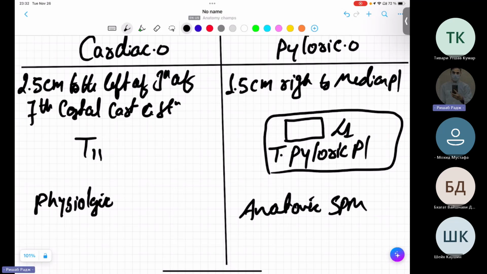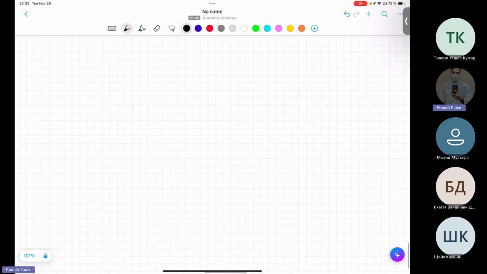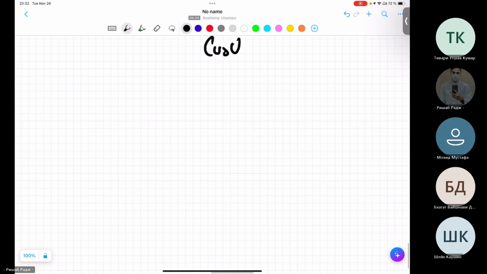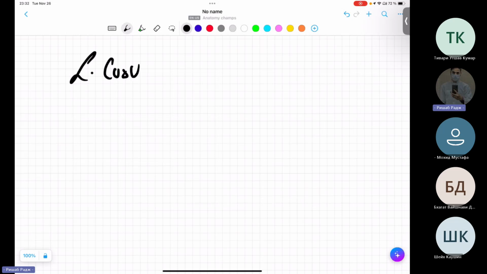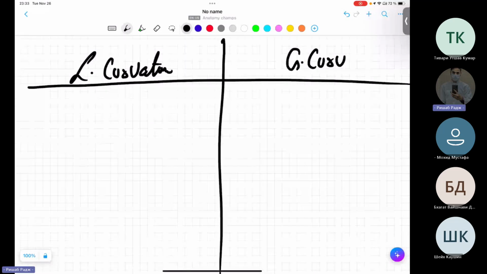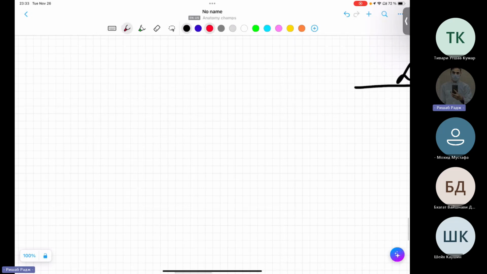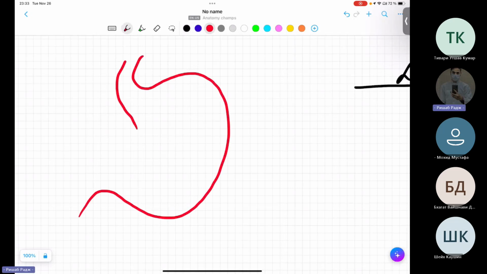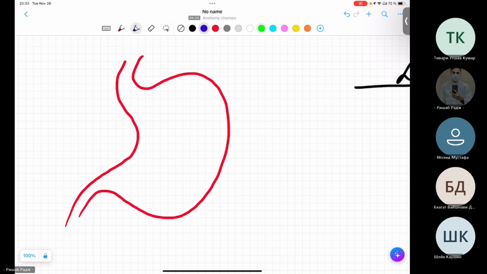So, we talked about our openings. Let's talk about our curvatures, or the curves of the stomach. How many curves does the stomach have? It has a lesser curvature and it has a greater curvature, right? Let's see them one by one. If this is your stomach, what is attached at the lesser curvature? I need an answer from you. Do you remember peritoneum? Your lesser omentum is attached to it, right?